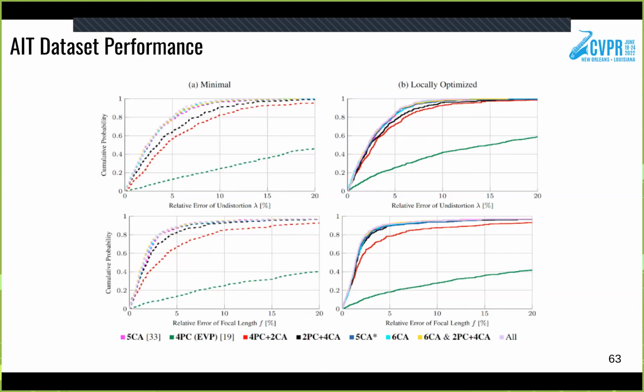So back to the performance: for auto-calibration, if you just use affine-covariant regions, not using circular arcs, on this AIT data set, which is like 100 lens-distorted images, you can see the green line, which is using only these covariant regions. And if you look at the error, the performance is awful, really bad. The reason for that is that they're extremely noisy.